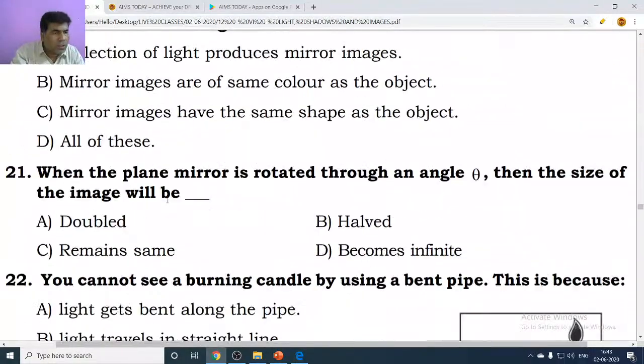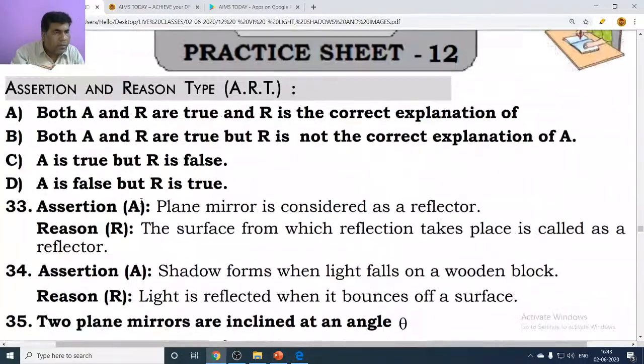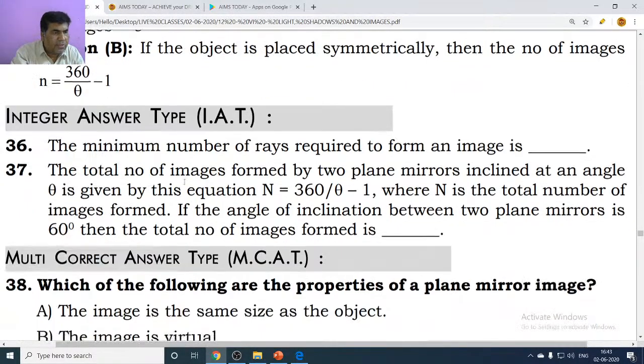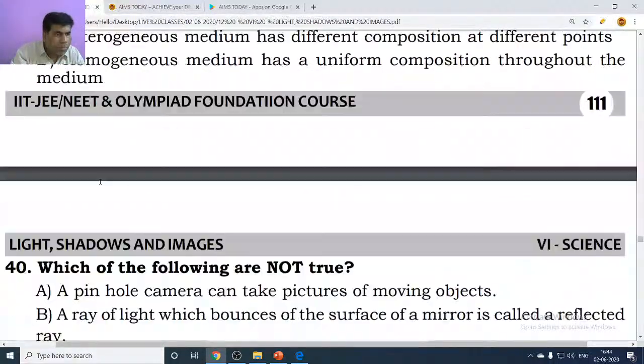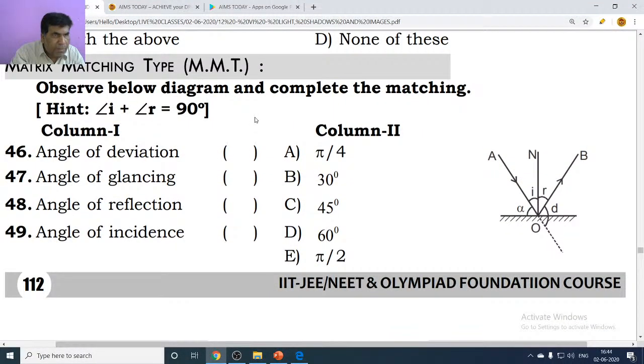We will also come across other types of questions: assertion reason type questions, integer answer type questions, multi correct answer type questions, where one question may have many options. We have comprehension passage type questions and matrix matching type questions. Whatever concept we learn in IIT, we will have different types of questions based on the same concept, which we will learn in the next classes.